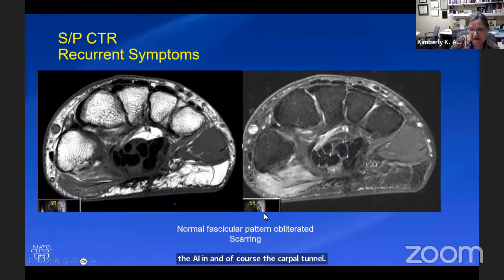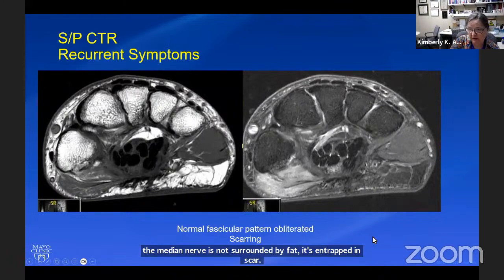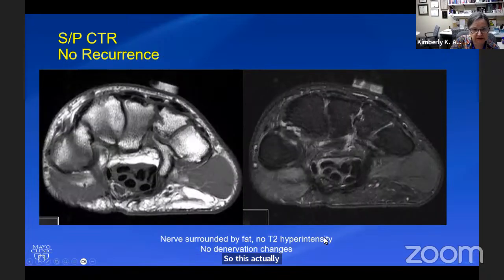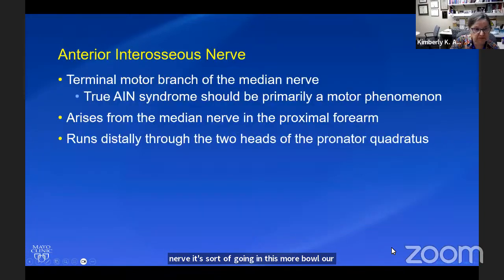So in most cases, we really don't need the image, but this is after carpal tunnel release. You can see here the denervation, and you can see here that the median nerve is not surrounded by fat, it's entrapped in scar. So this actually is something that went on to neurolysis. This is another case of a patient that was done for a different reason, and you can see here's the median nerve. It's sort of going in this more volar direction. It's not hyperintense. So this is a normal appearance after a carpal tunnel release.